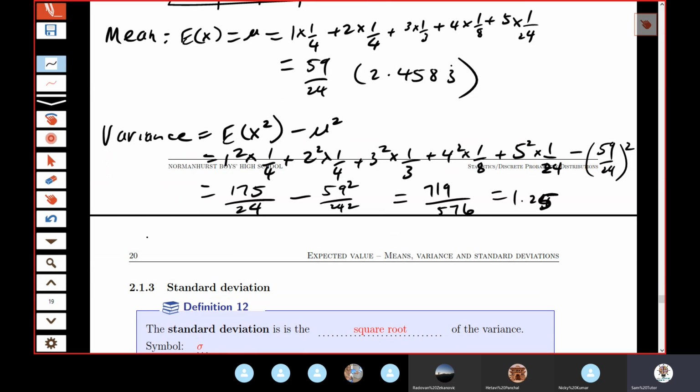Standard deviation, while we're here, is just the square root. So standard deviation is sigma, which is the square root of sigma squared, which means it's the square root of variance. So the square root of 719/576. So the standard deviation is 1.12.